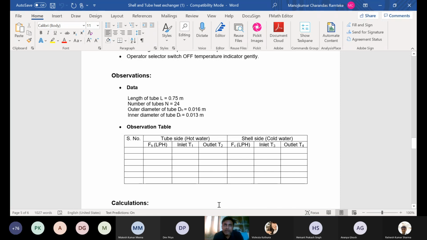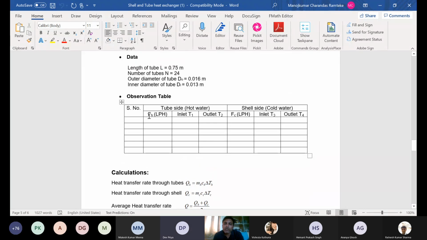Take the average temperature, and at the average temperatures you can find out the specific heat. Yes, sir. And the flow rate is not varying. Flow rate is not varying.